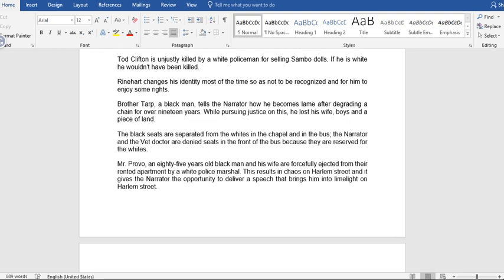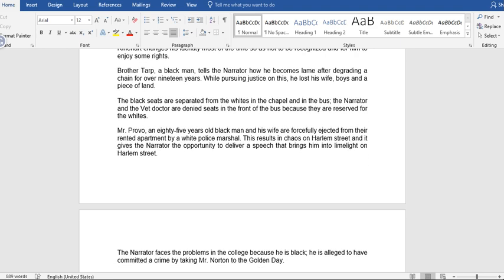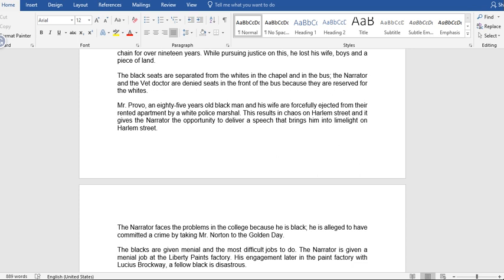Brother Tarp, a black man, tells the narrator how he became lame after dragging a chain for over 19 years. While pursuing justice on this, he lost his wife, boys, and a piece of land. The black seats are separated from the whites in the chapel and in the bus. The narrator and the first doctor are denied seats in the front of the bus because they are reserved for the whites. Even inside the bus, they are segregated against.